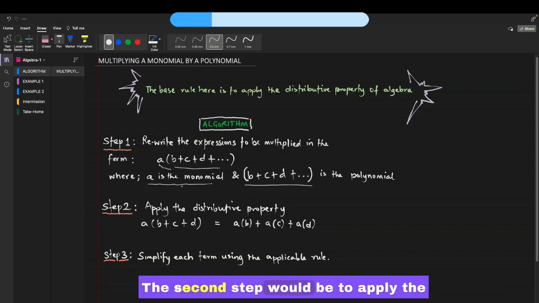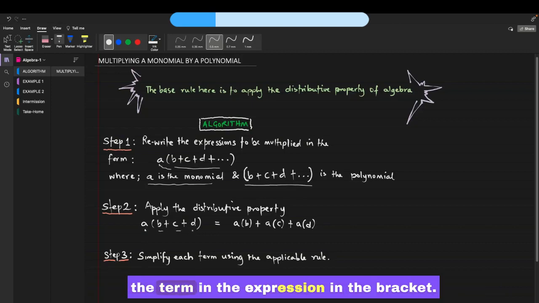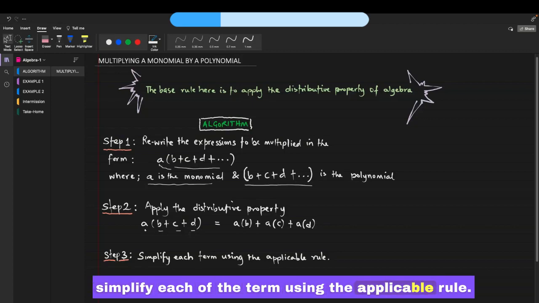The second step would be to apply the distributive property by multiplying a across each of the terms in the expression in the bracket. And once that's done, the third would be to simplify each of the terms using the applicable rule.